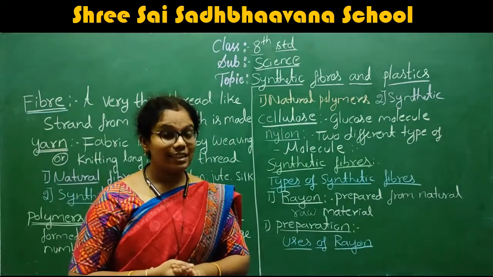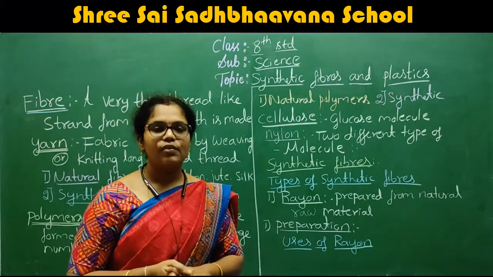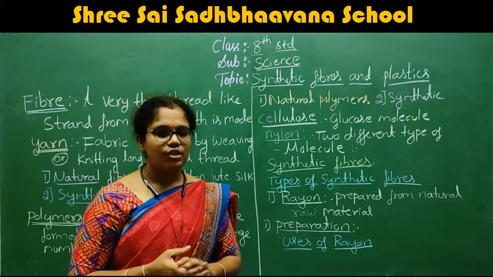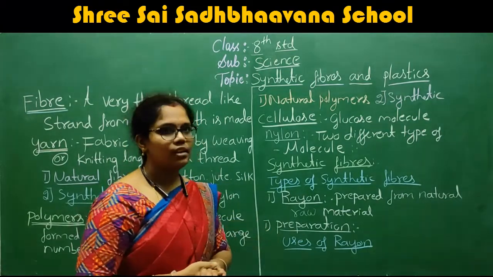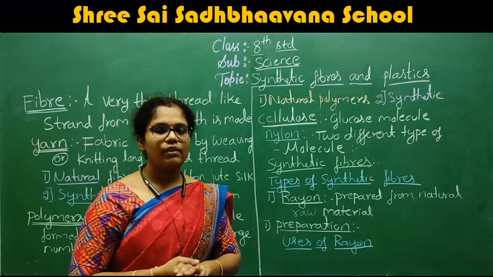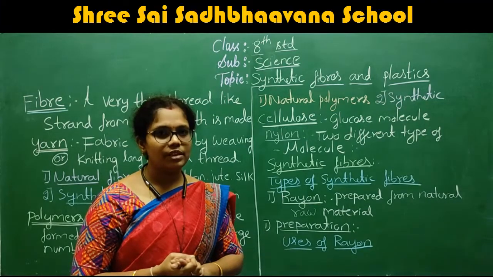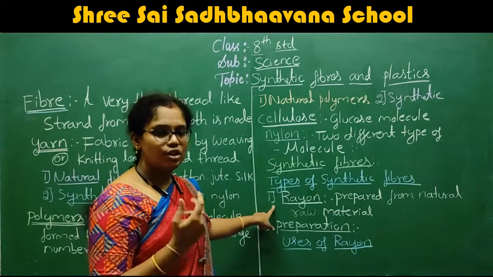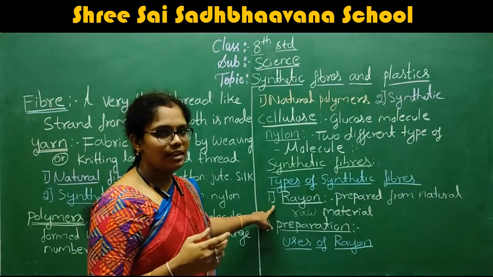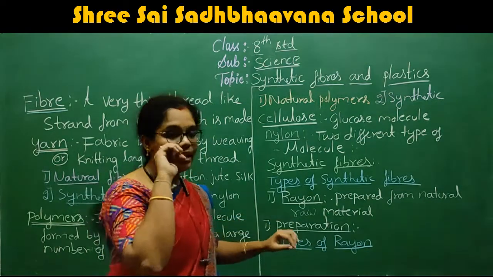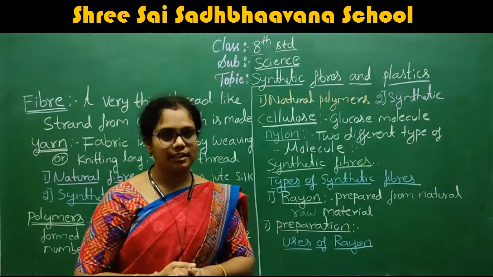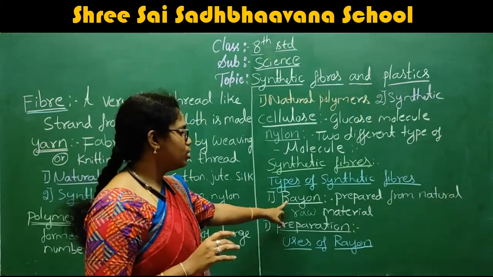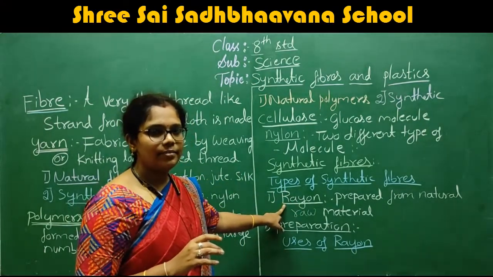Rayon is also called artificial silk. You know that silk is a natural fiber. The cost of silk is very high, right? It is too much. Where do you get silk? It comes from the silkworm, that is the original natural fiber, silk. But rayon we consider as artificial silk. This artificial silk is prepared using natural raw material.